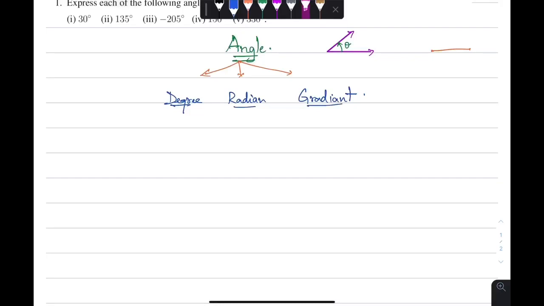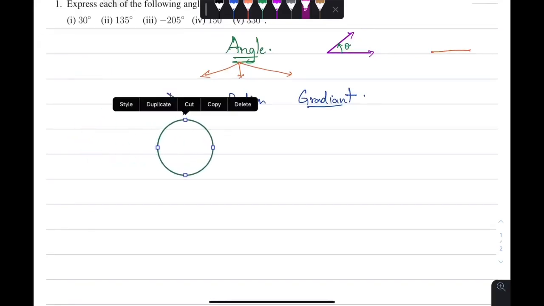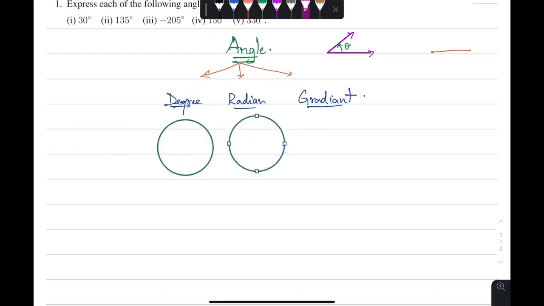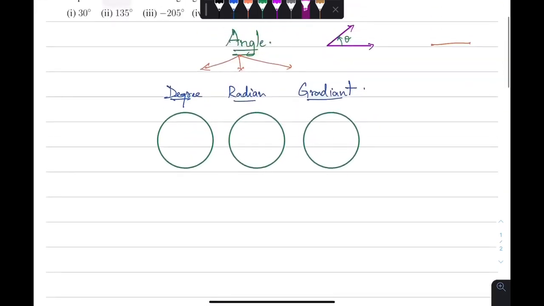I'll be showing you with respect to a complete revolution. We all know that a complete revolution is 360 degree. Let me give you a comparison of a complete revolution in degree, radian, and gradient, so that this will help you understand the concept of angles and the relations also. In degree, one complete revolution is 360 degree, in radian it is 2 pi radian, and in grade you call it 400 grads.